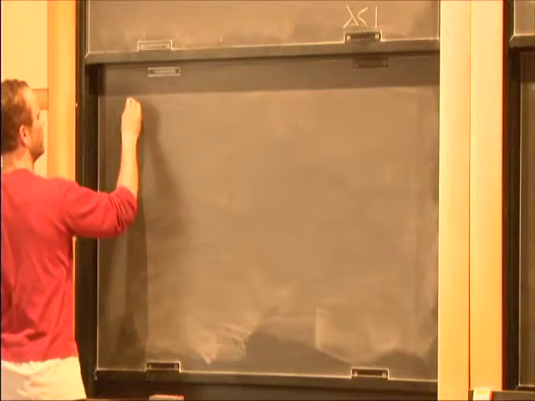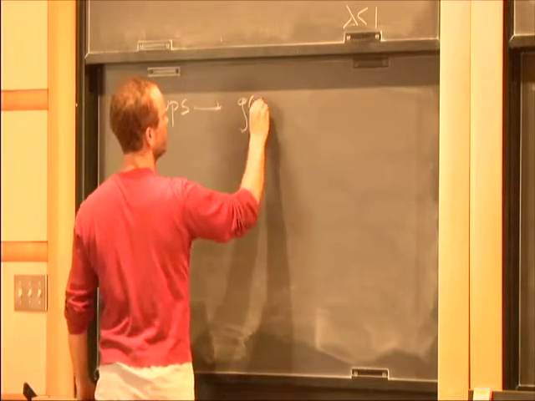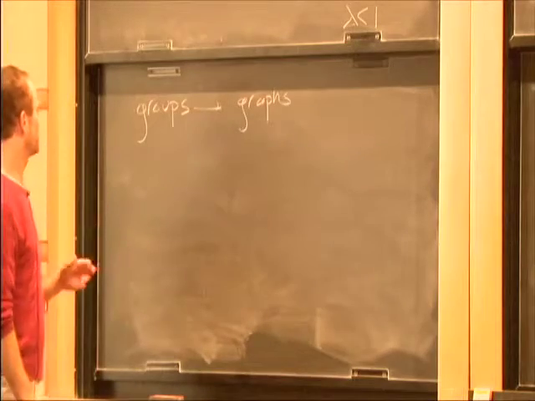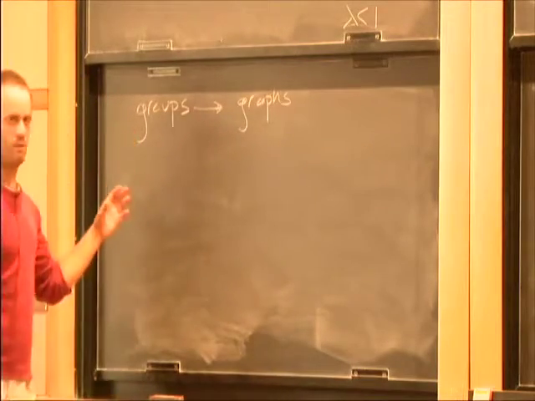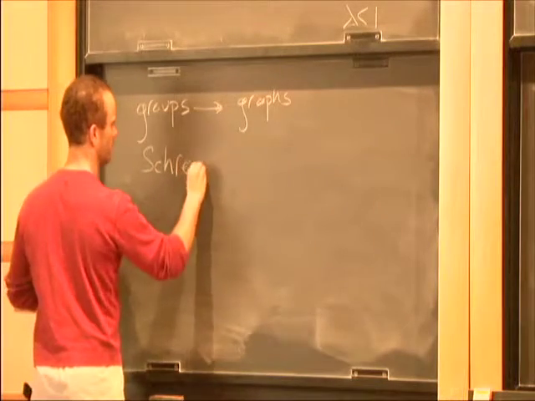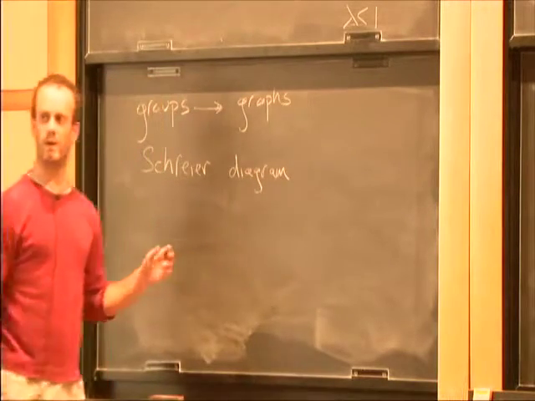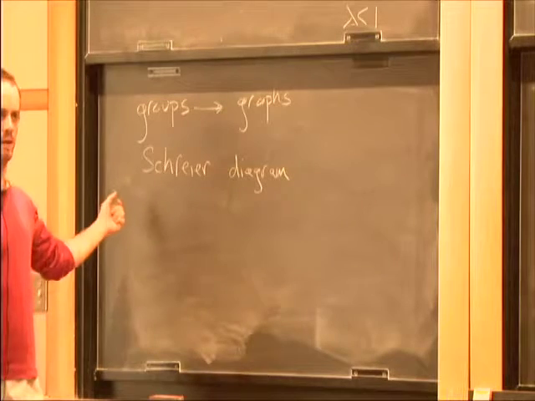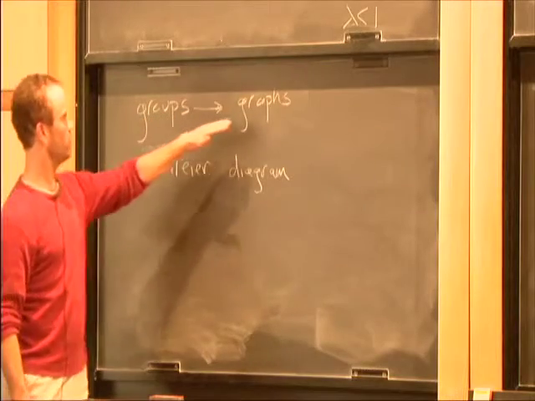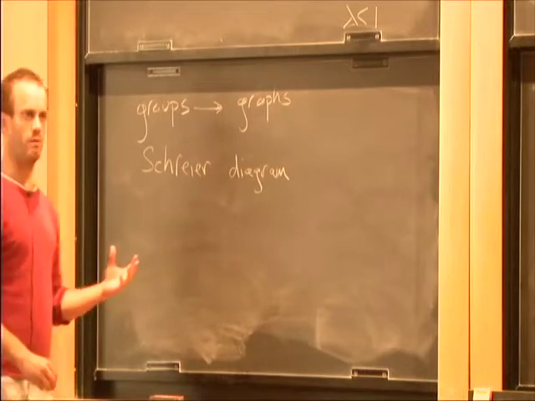So groups to define graphs, and I will now define what is called a Schreier diagram, which I guess many of you know, but maybe not all of you know the name. So it's a way to use a group to define a graph. And if some of my notations are not clear, please say so.